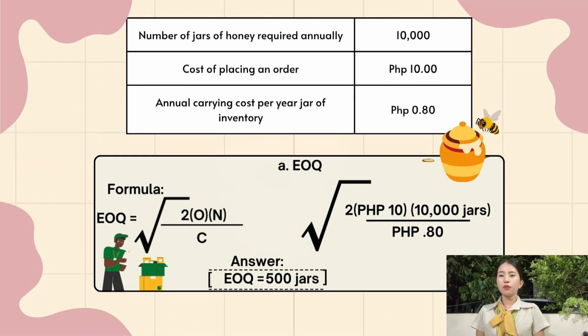So the formula of EOQ is the square root of 2 times O times N divided by C, which we have discussed earlier. So 2 times 10 pesos, which is our ordering cost, times 10,000 jars, which is the number of jars required annually, divided by our carrying cost, which is 0.80 pesos. Our EOQ is now 500 jars.